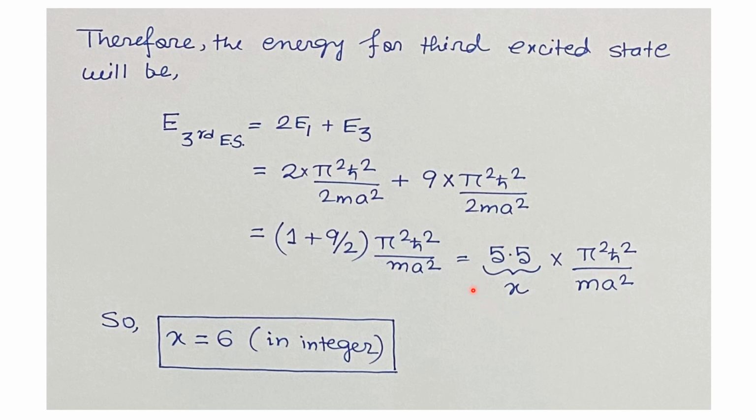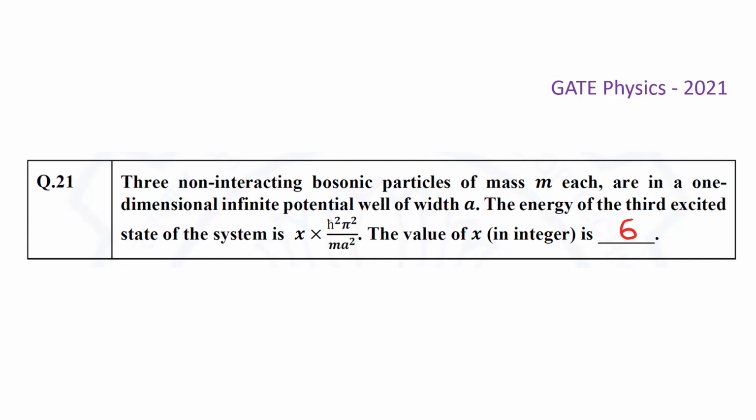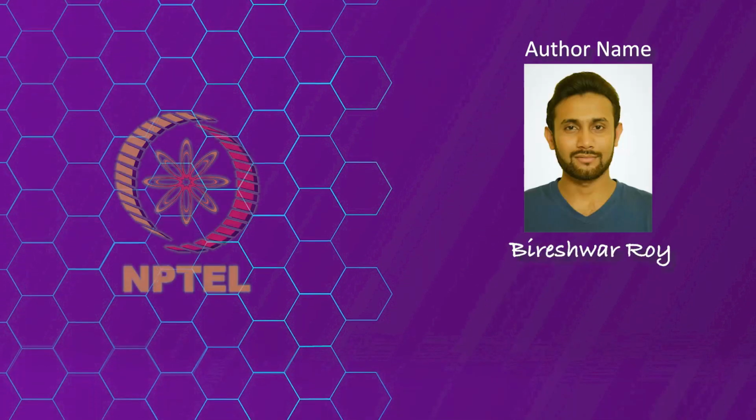So this 5.5 is your x, but we have to write x in the integer form. So the nearest integer for 5.5 is 6. So your x value will be 6 in the integer form. So for this numerical answer type question, the final answer is 6.